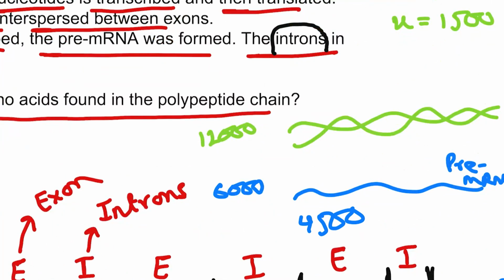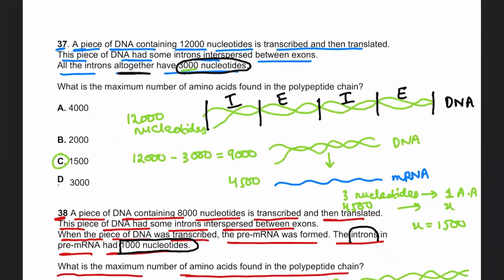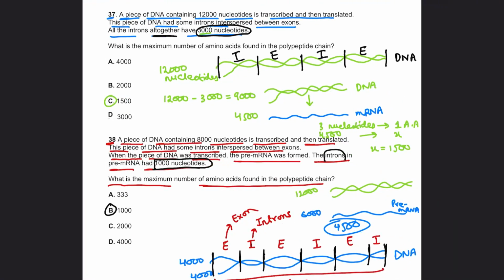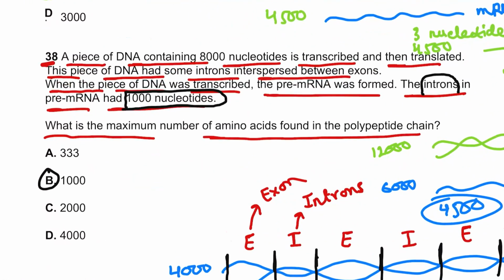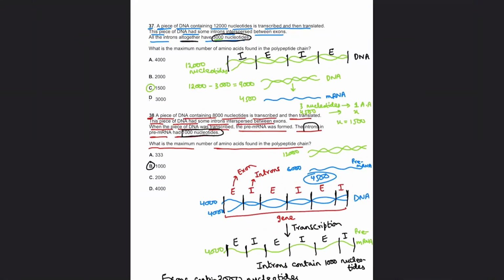Why 1500 and not 3000? Because we are talking about a single strand. The introns mentioned over here are in the DNA. If the examiner says that the number of introns is in the pre-messenger RNA, then that is the number for the pre-mRNA. If the examiner says in the DNA, then that is the number of nucleotides in the introns of the DNA. Okay, so I hope you get these MCQs.